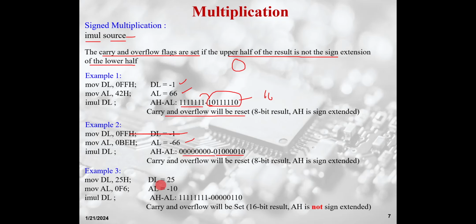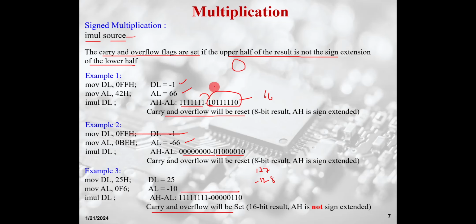Now if you see here, 25 into minus 10, it is minus 250, right? So minus 250 cannot be represented in 8 bits. In 8 bits, the range is from 127 to minus 128 in a signed number. So obviously minus 250 will require more than 8 bits. So this entire thing is required to represent it. So in that case, the carry and overflow have been set. That means this entire thing is the result.